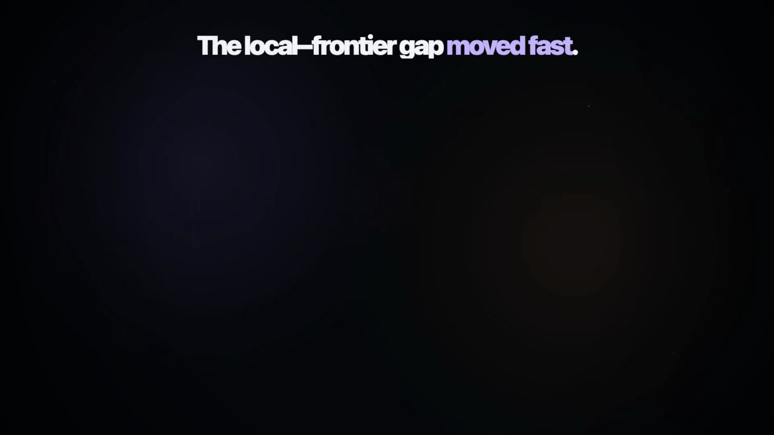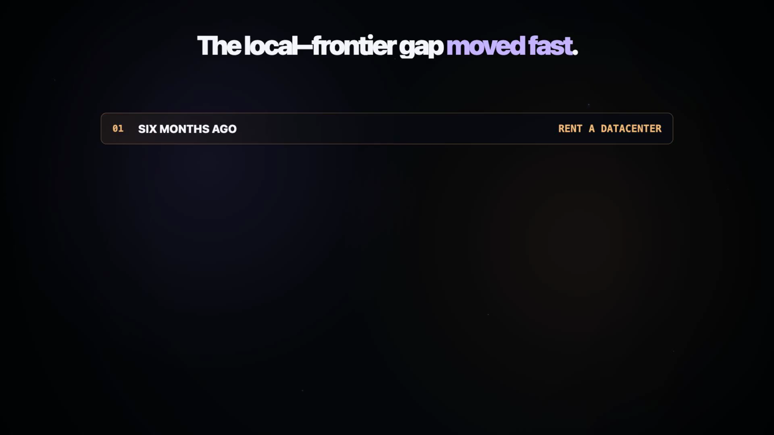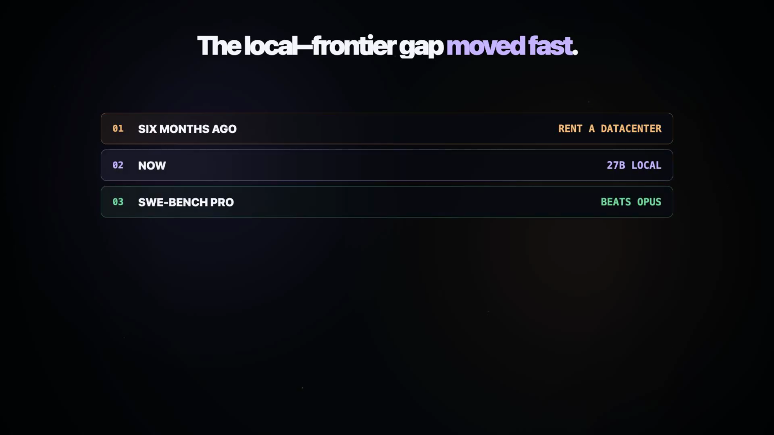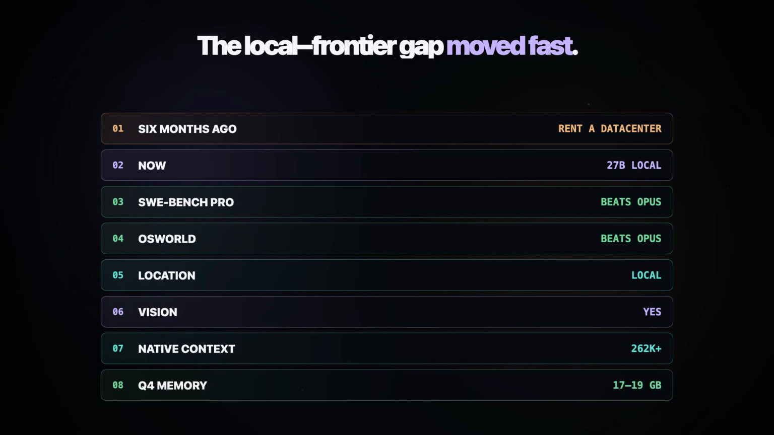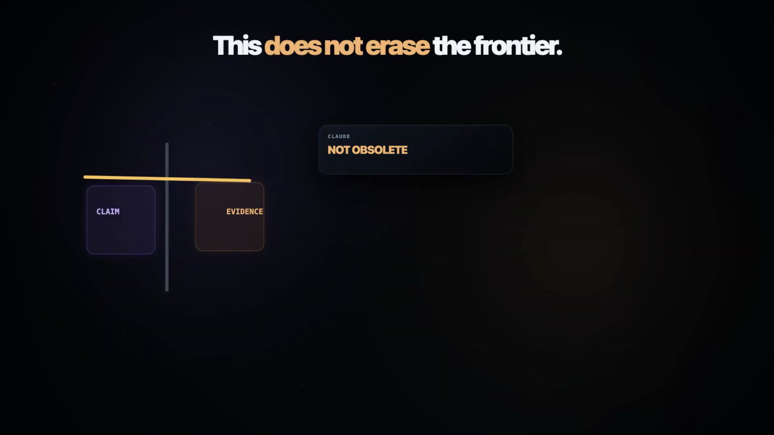And that leaves us with the part I think actually matters. 6 months ago, Opus class capability meant renting access to a massive proprietary model in somebody else's data center. Now we have a 27 billion parameter model that can beat Opus 4.6 on SWE-bench Pro, beat it on OSWorld, run locally, see images, handle more than 262,000 tokens natively, and fit into roughly 17 to 19 gigabytes at 4-bit precision. That does not make Claude obsolete.